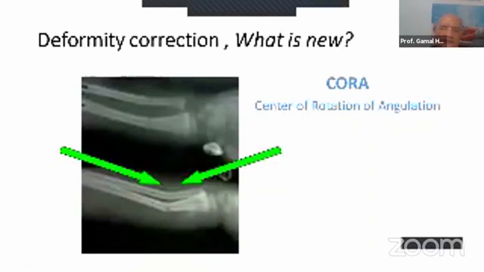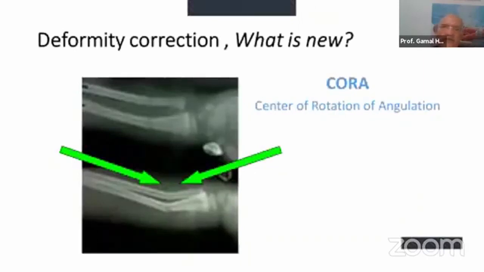Another important issue is that the users use the terms CORA and ACA. It seems like difficult terms, but this is not true. We don't do something new. We have dealt with deformity for decades. CORA is called center of rotation of angulation.